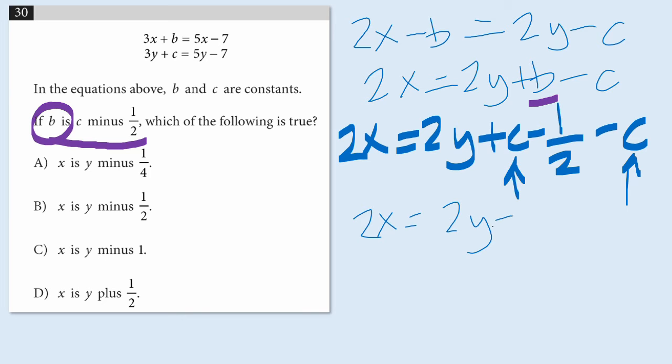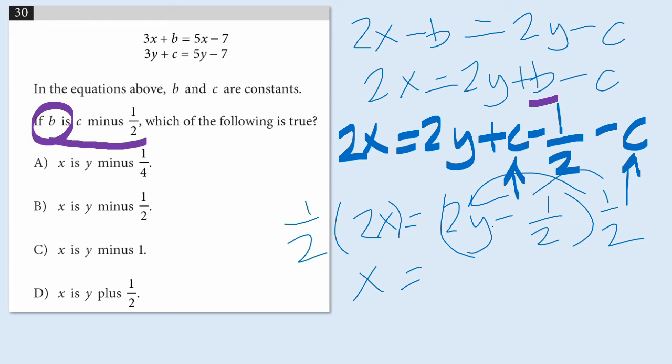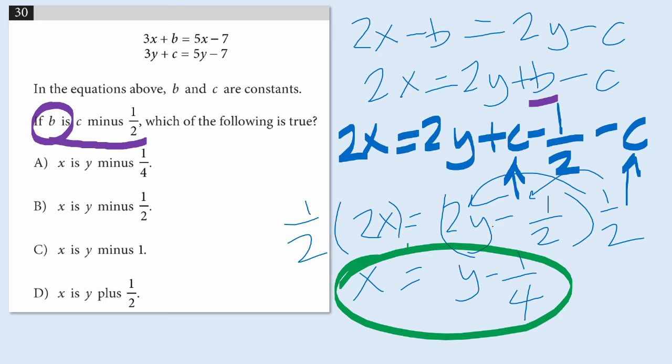And if I multiply both sides by 1/2 so that I can isolate the x all by itself, I end up with x equals, I'm going to distribute the 1/2, I get y minus 1/4. And what do you know? X equals y minus 1/4 is right there as a first answer choice. So A is the right answer.